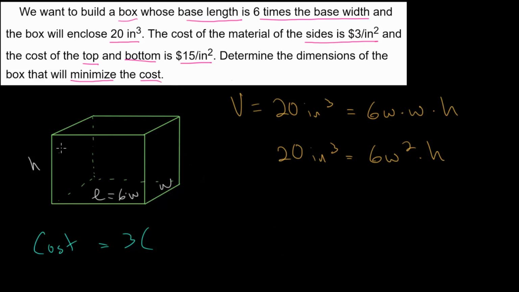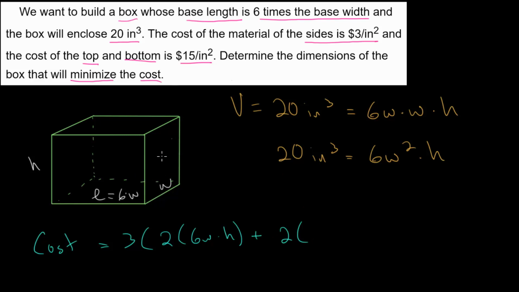So we need to essentially add together the area of the 4 sides. Those are the right and the front sides, but we also have the back side and the left side. So if we add the surface area of all 4 of those sides and then multiply it by $3 per square inch, that will give us the cost of the sides. And the surface area here would be 6w times h, but we have 2 of those since the front and the back will be the same. So we have twice 6w times h, and then we have the left and right sides. And again, we have 2 of those.